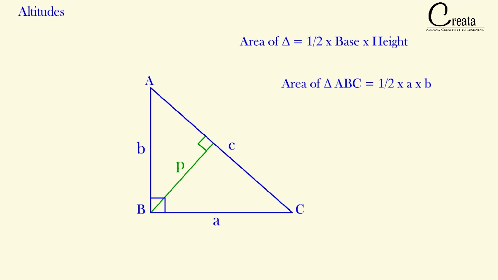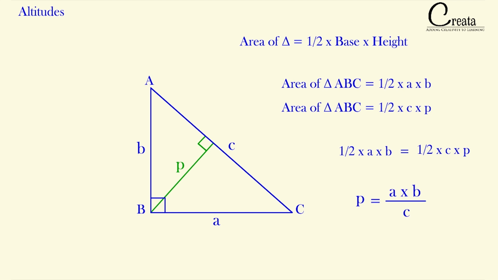And we can also calculate the area of this triangle by considering the side C as a base. And with C as a base, we can say P is the altitude, that is the height of the triangle. So we got area of the triangle also as half into C into P, half into base into height. Let's compare both the areas of this triangle. On solving, we got P, that is the length of the altitude, is A into B upon C. That is multiplication of the legs upon the hypotenuse. This is one of the formulas for calculating the altitude in a right angle triangle. Got it?